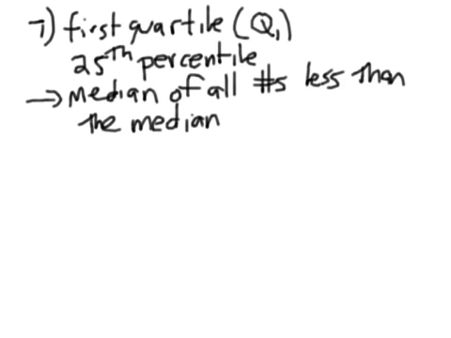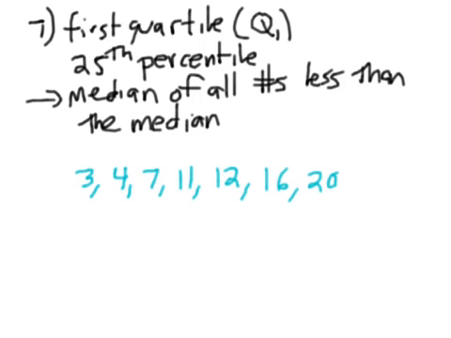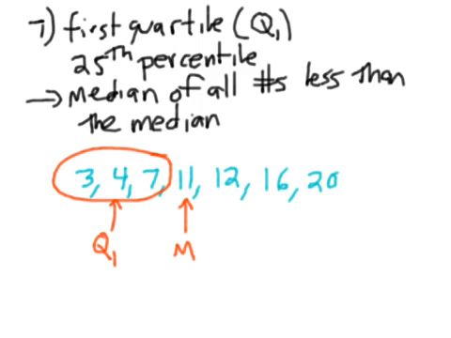So let me make up some other numbers and talk about it quickly. Let's say I give you a bunch of numbers, in order: 3, 4, 7, 11, 12, 16, 20. I'm making them all different just to illustrate the point. The median in this case would be 11. Where are the numbers less than the median? They're these numbers. Now, what's the median of those numbers? It's 4. That's Q1. So it's the median of all numbers less than the median. That's the number at the 25th percentile.